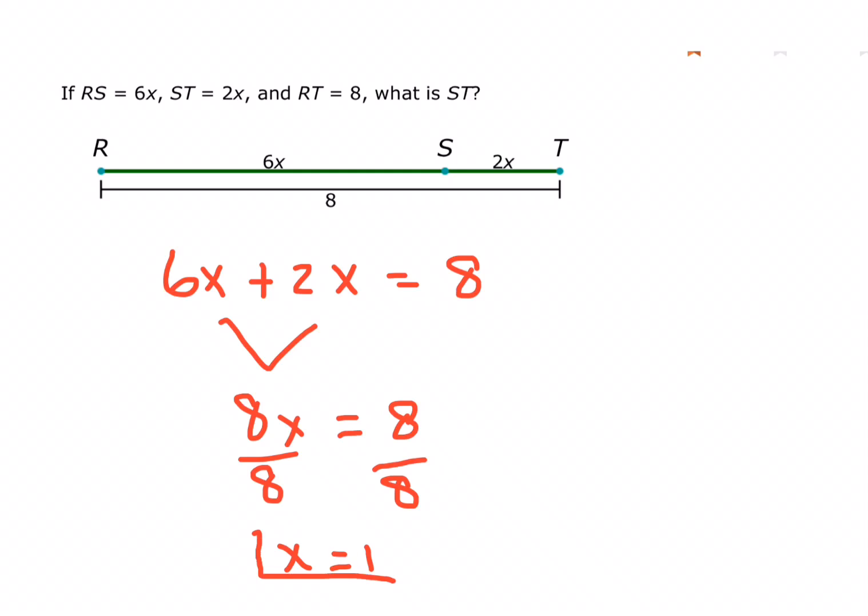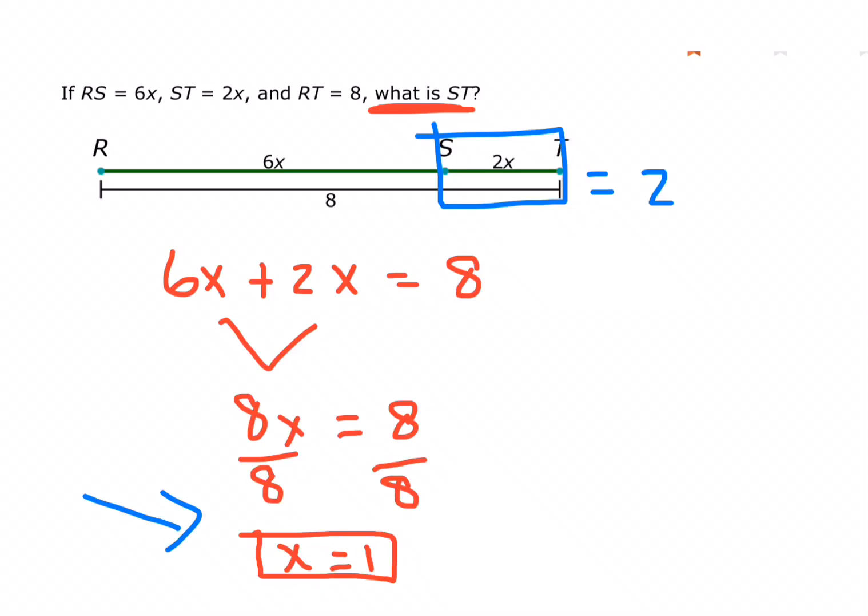Do they care about what x is? No, they do not. They do not want to know what x is. The question is, what is st? Okay, st would be this right here, 2x. Do I know what x is? Yes, I do. We just solved for it right here. So x is equal to 1. So what is 2 times 1? 2 times 1 is equal to 2. So the answer is st is equal to 2.